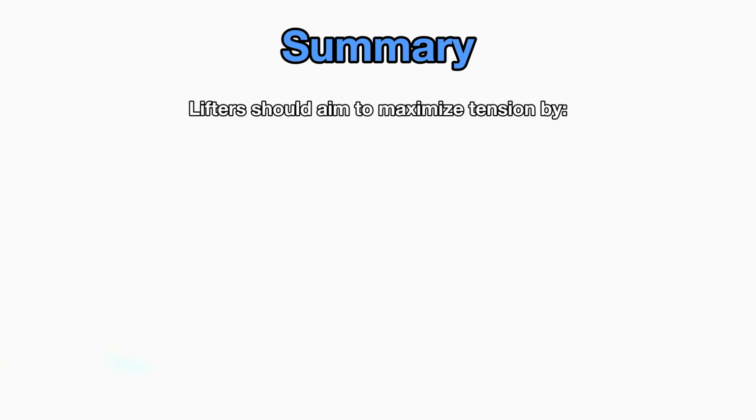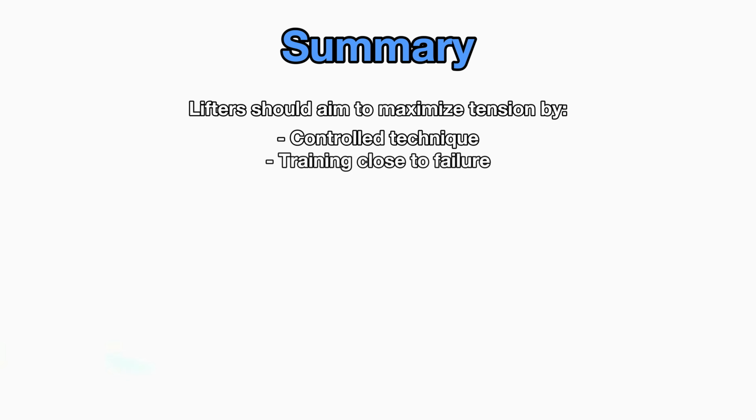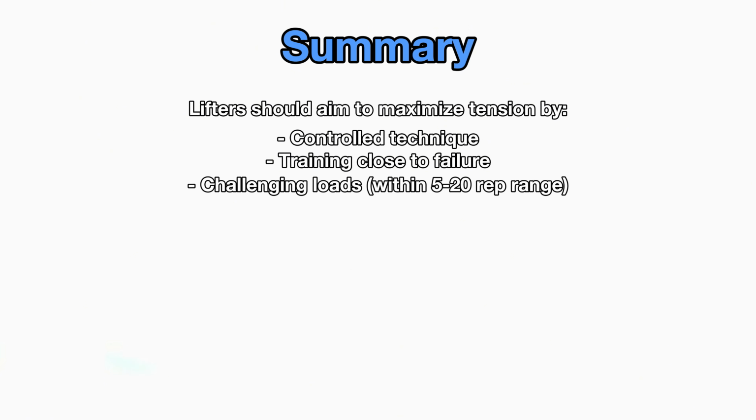Lifters should aim to maximize tension on the target muscle by using controlled technique, training close to failure, and choosing loads that are challenging within the 5 to 20 rep range. This doesn't mean always lifting the heaviest possible weights. In fact, doing so might make it harder to apply proper form or use a rep range that promotes growth. That said, we still want to progress over time by increasing mechanical tension. This means that, over the long term, you should generally be able to lift more weight or do more reps as a result of solid training.